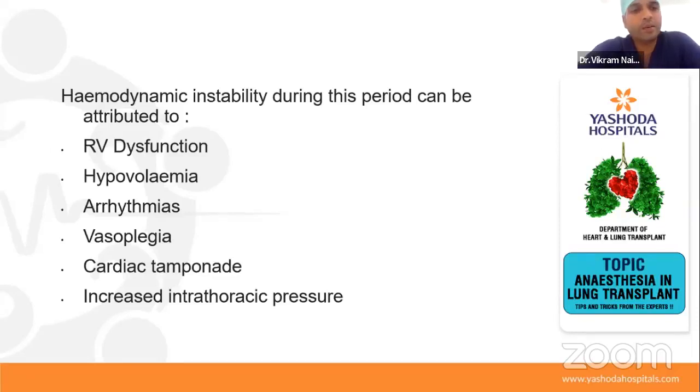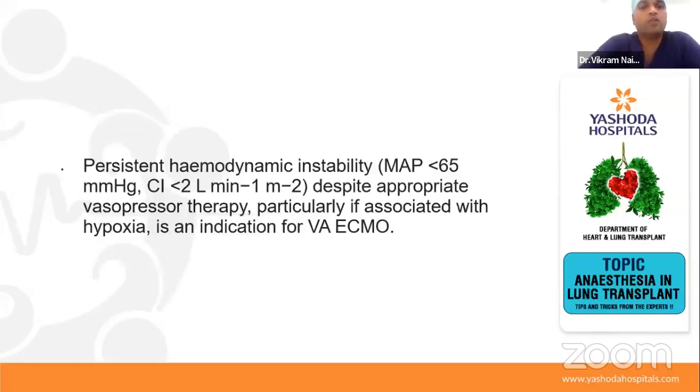This can be managed with inotropic supports like milrinone and a minimal dose of noradrenaline. Hypovolemia can be corrected by giving blood and volume. Arrhythmias can be managed by checking the ABGs serially, cardiac tamponade can be surgically managed, and increased intrathoracic pressure should be checked at the surgical site. If there is persistent hemodynamic instability, with a MAP of less than 65 and a cardiac index of less than 2 liters despite appropriate vasopressors, it is always indicated and advised to go on a VA ECMO.